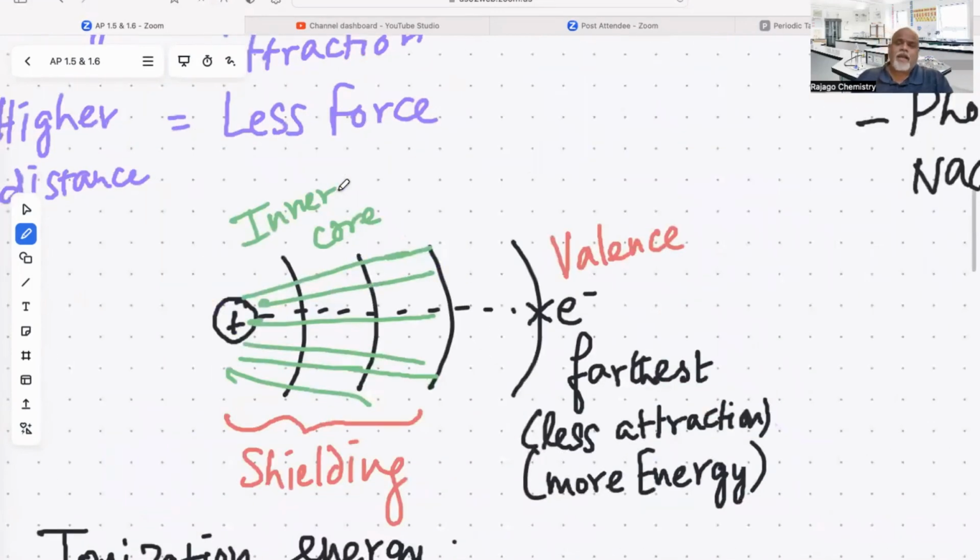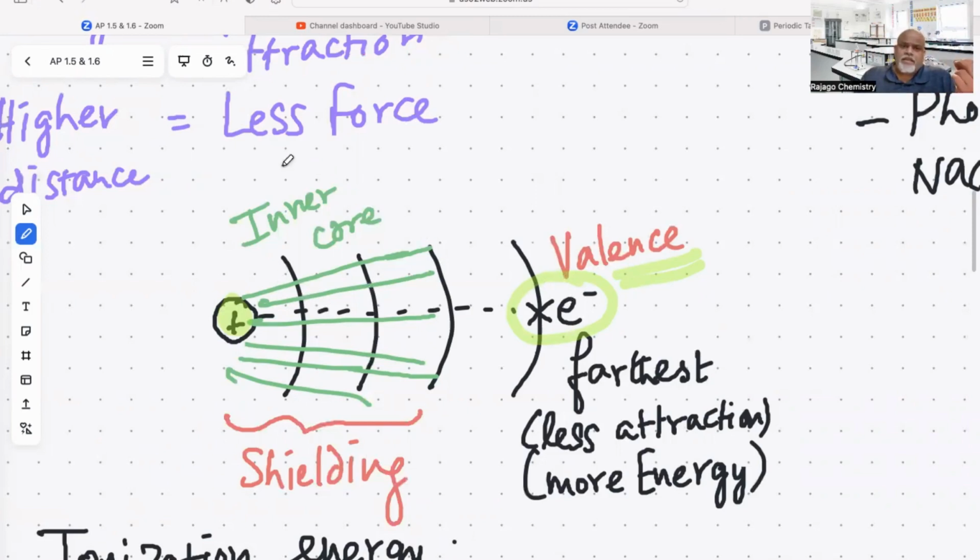When you have electrons, the nucleus is at the center and you have several orbits: orbit 1, orbit 2, orbit 3, orbit 4. The outermost electrons are called valence electrons. These are the inner core electrons that revolve around. The farther the electron, the less attraction and the more energy. They have more freedom to move because they are not attracted by the nucleus.